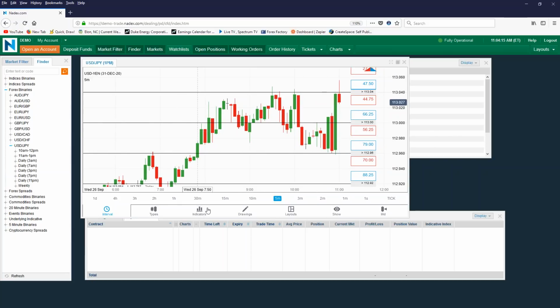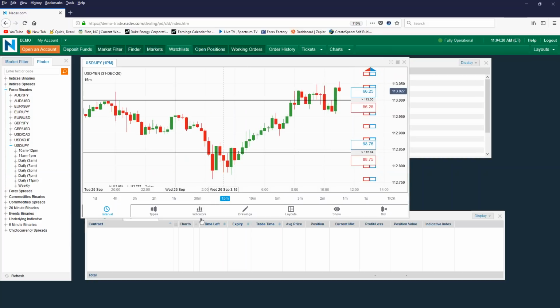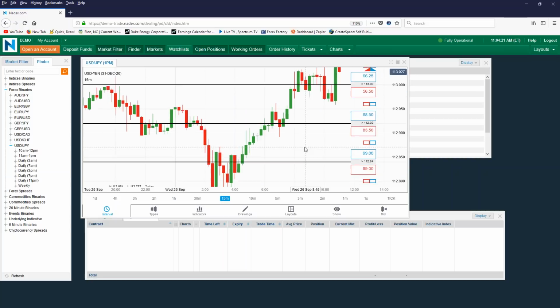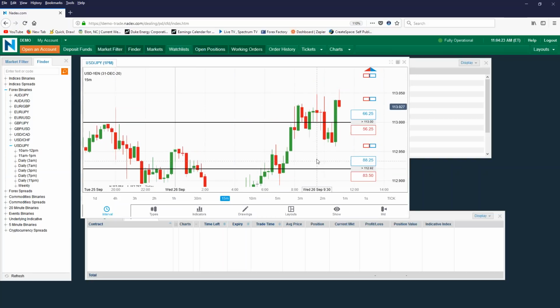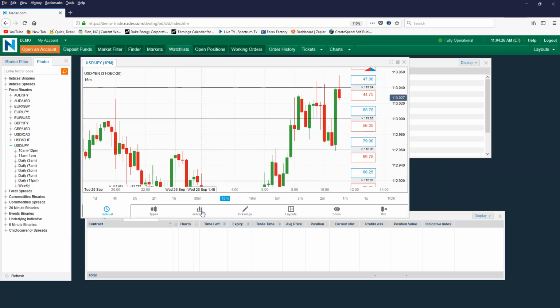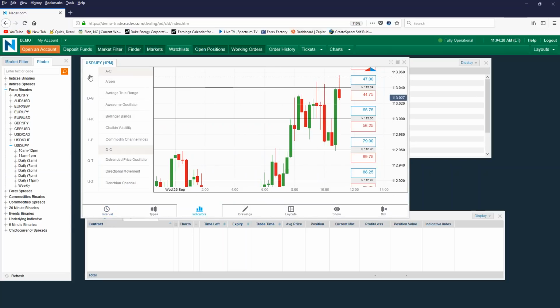So the first thing I'm going to do is change this over to a 15-minute chart by clicking on 15 minutes. And then I'm going to go and select some indicators. Now you can see all the indicators are listed over on the left-hand side. And I'm going to use, let's start out by using the pivot points.